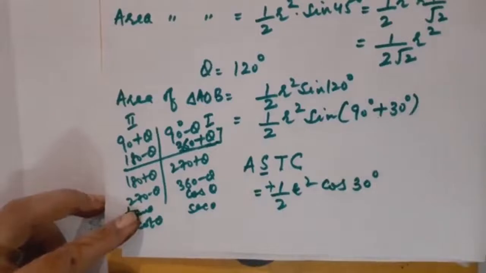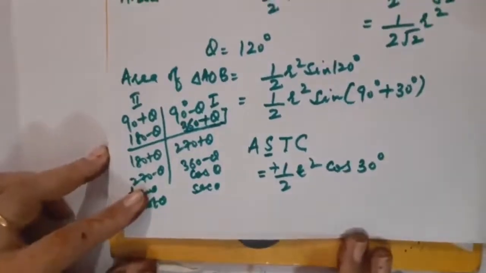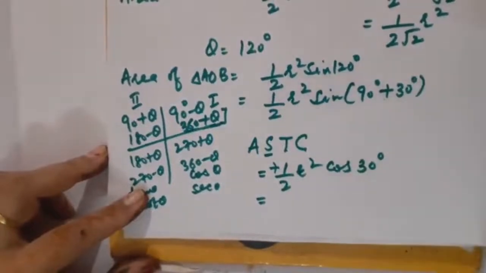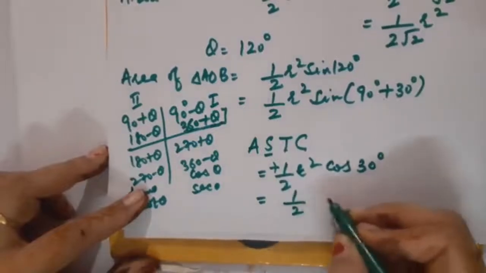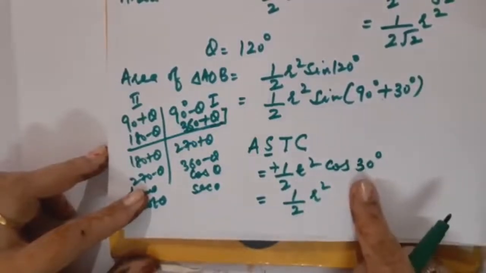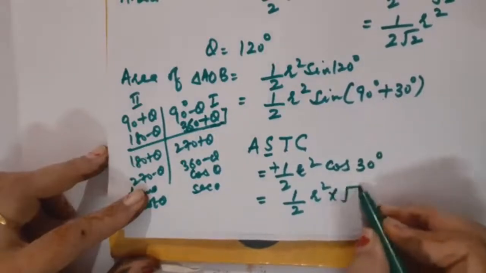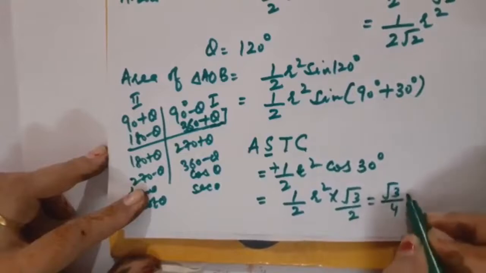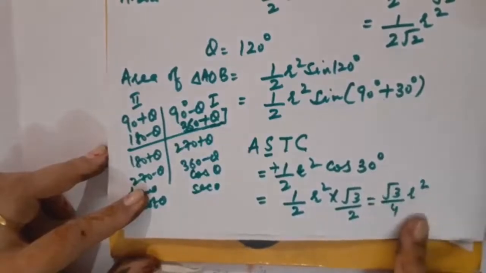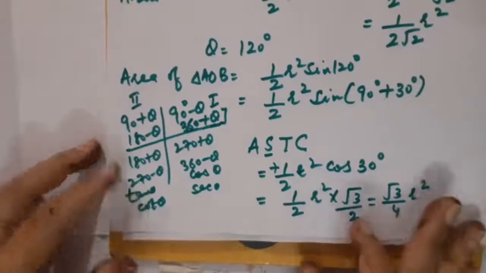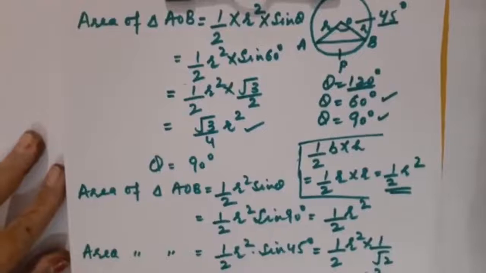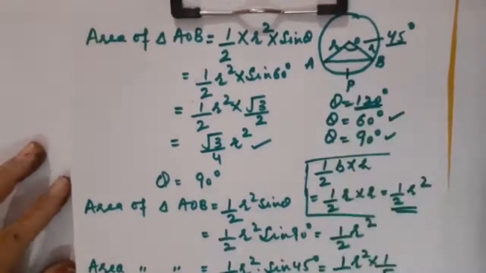Clear, children? Now you know that sine 30 is nothing but cos 60 degree and cos 30 is nothing but sine 60 degree. So it would become half r square. In place of cos 30 degree I will write root 3 by 2. So ultimately I will get root 3 by 4 r square. The same formula I got for the equilateral triangle. Have a look. Clear, children? So this is when theta is 120 degree.